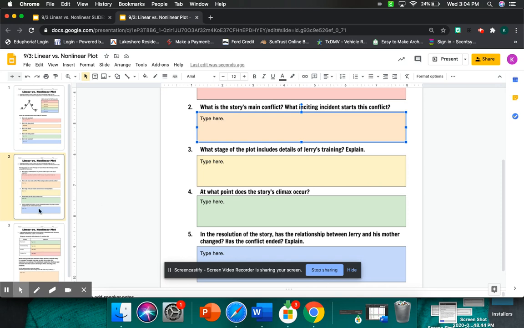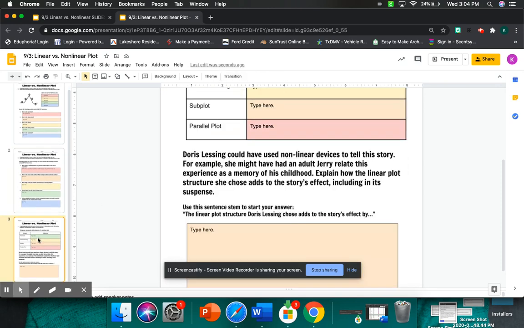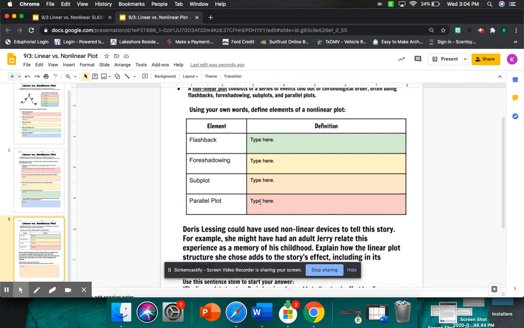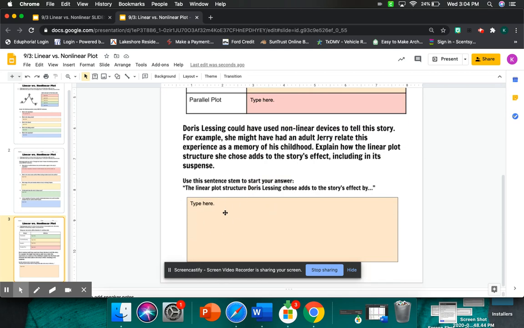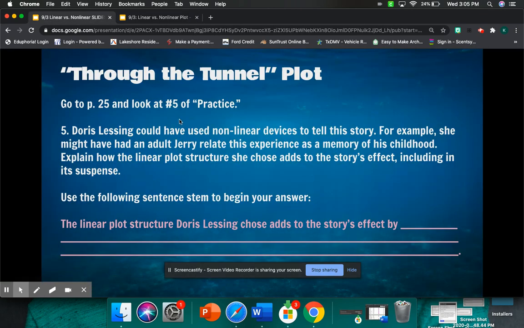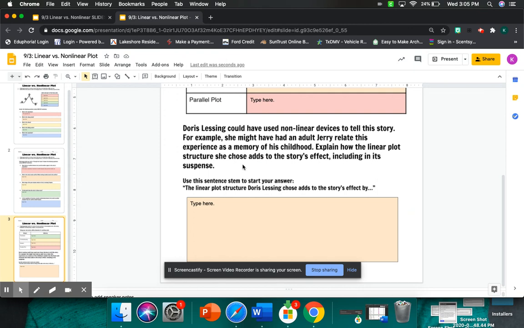and do complete sentences. On this third page, you're just going to define flashback, foreshadowing, subplot, and parallel plot. And down here is where you answer the question on this last slide. When you're answering these questions, do not copy word for word off my slides. You need to put things into your own words, so I can see that you understand. So make sure that you're writing in complete sentences and putting it in your own words.